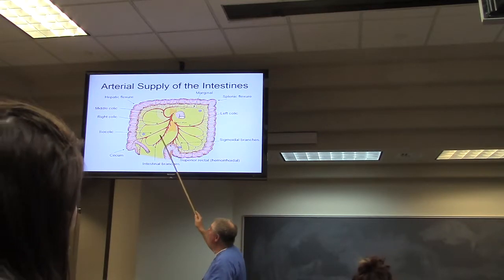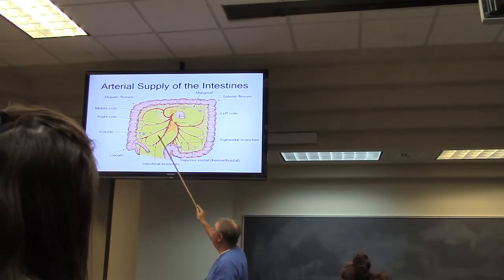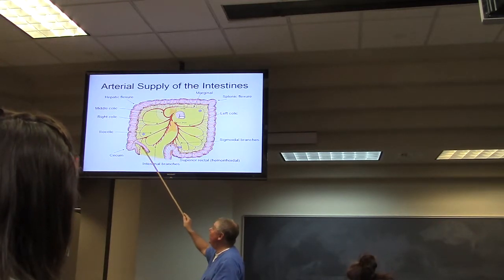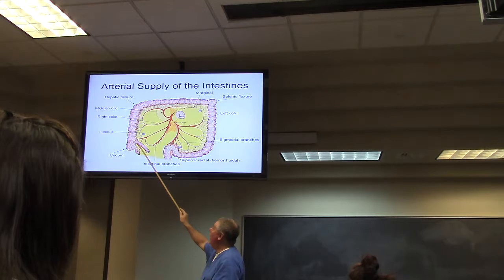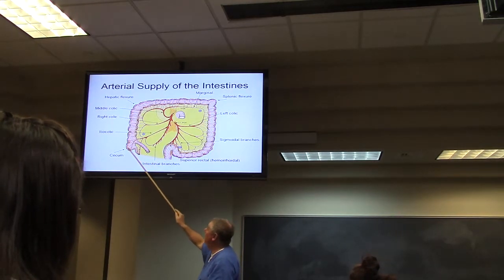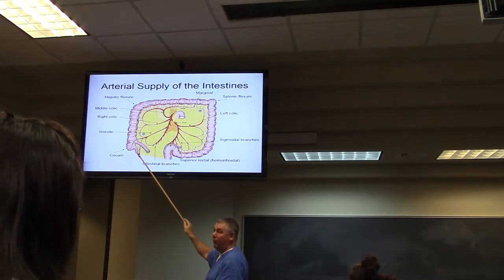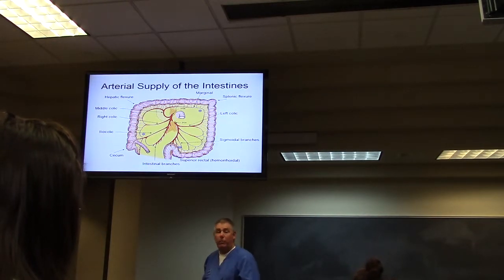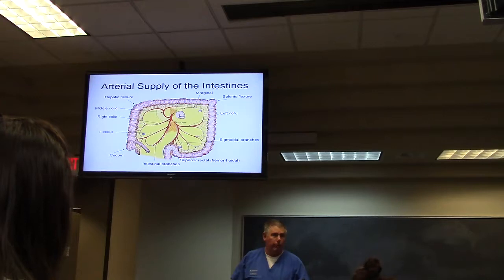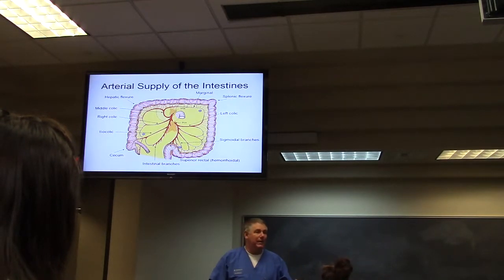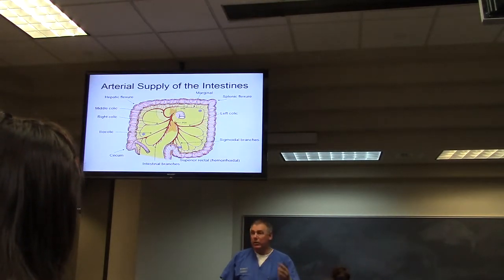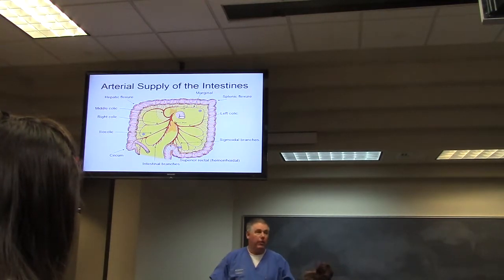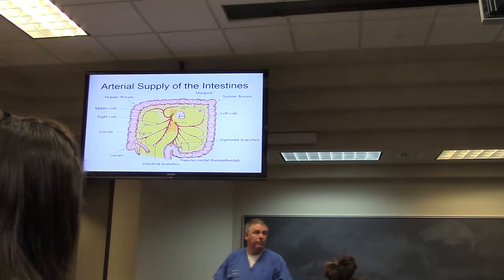All right, there are branches I want you to know. One of them is this large one right here called the ileocolic. It goes to the terminal ileum and to the cecum. It also supplies the vermiform appendix, or appendix. Vermiform because it looks like a worm. You have other appendices in your body, so to distinguish this one from the other one, it is called the vermiform appendix.